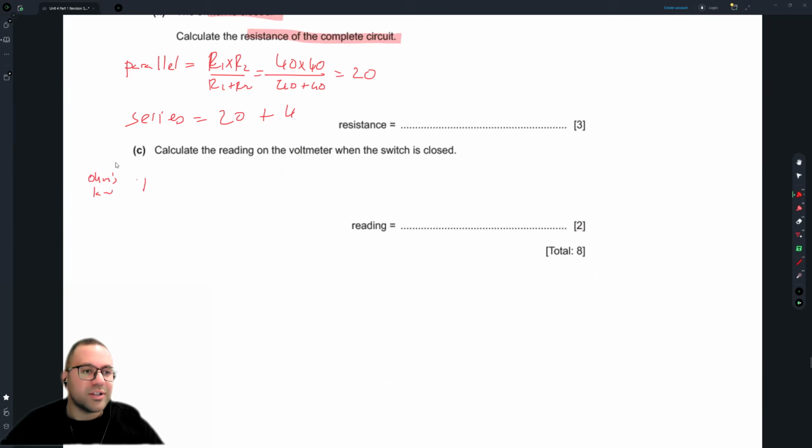Step one, I need the current. So I equals V over R. The total voltage is 15 volts. So the total resistance is what? 60. Oh, wait, I didn't write this. Okay. 60. This gives me a current of 4.25.